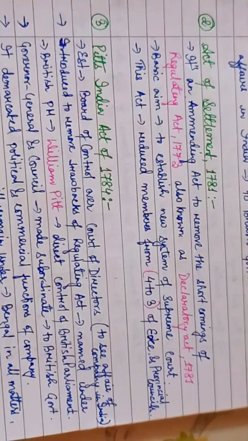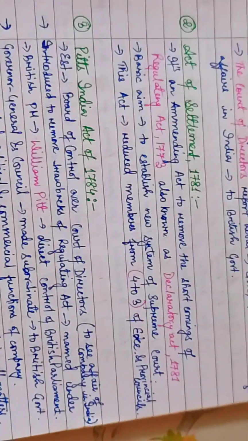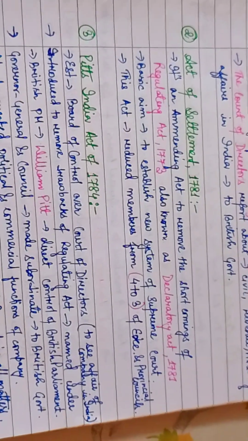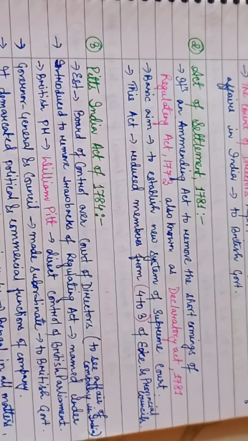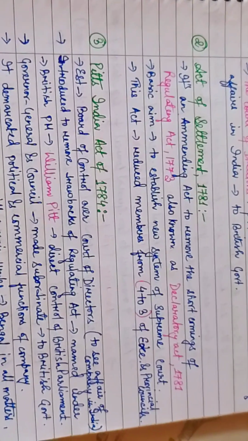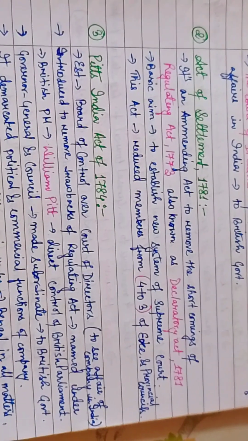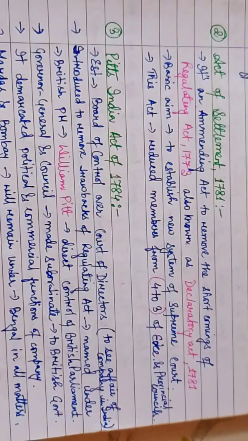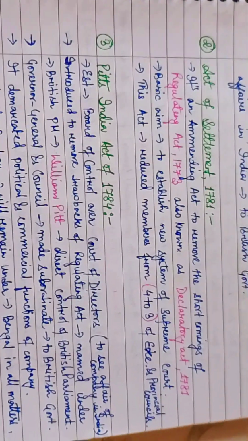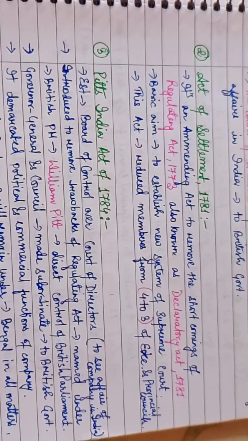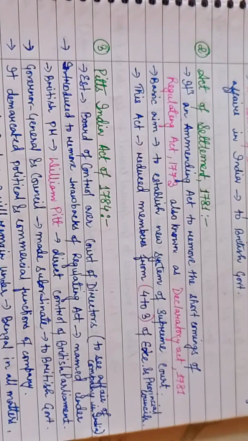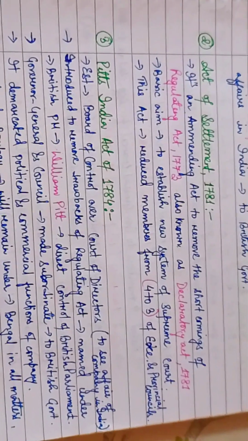Now, this Act of Settlement has changed it. This act reduced the members of the Supreme Court from 4 to 3. Now, there were no more 4 judges. Rather than that, there were 3 judges of the executive and provincial councils for both. Now, this is all about Act of Settlement. I have given it in a very gist format so that the aspirants can easily remember it.